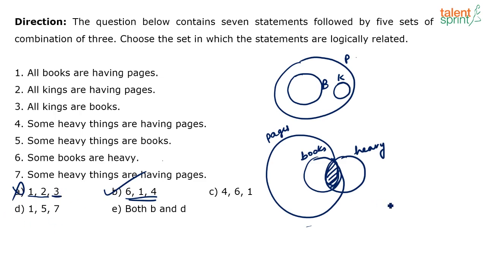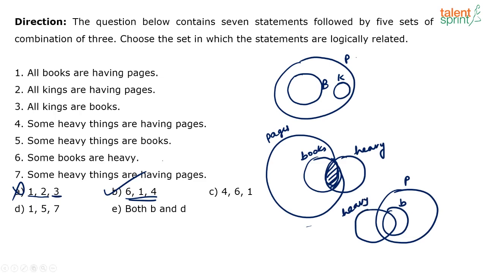So let us check 1, 5 and 7. What is 1? All books are having pages. Then 5 is some heavy things are books. Then what is 7? Some heavy things are having pages. Yes, that's also satisfied, correct? So these are also related. So the correct answer here is option E, both B and D.